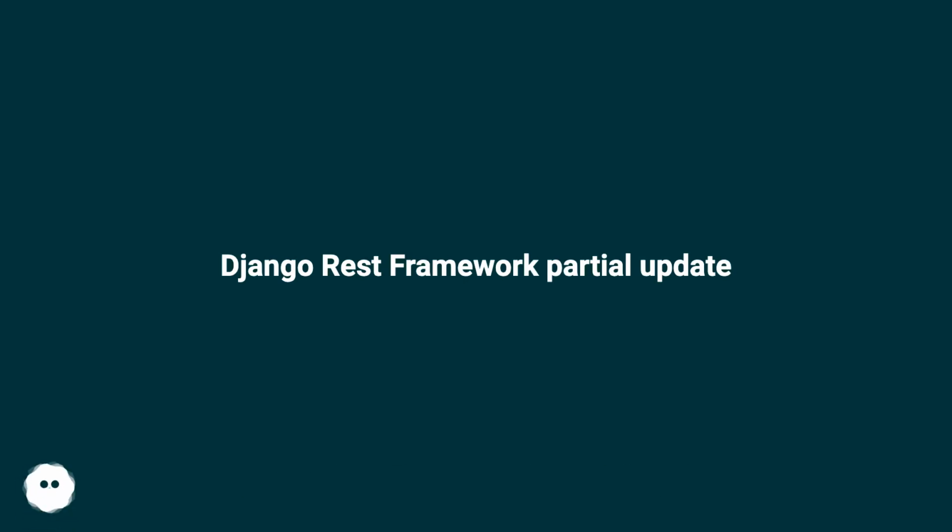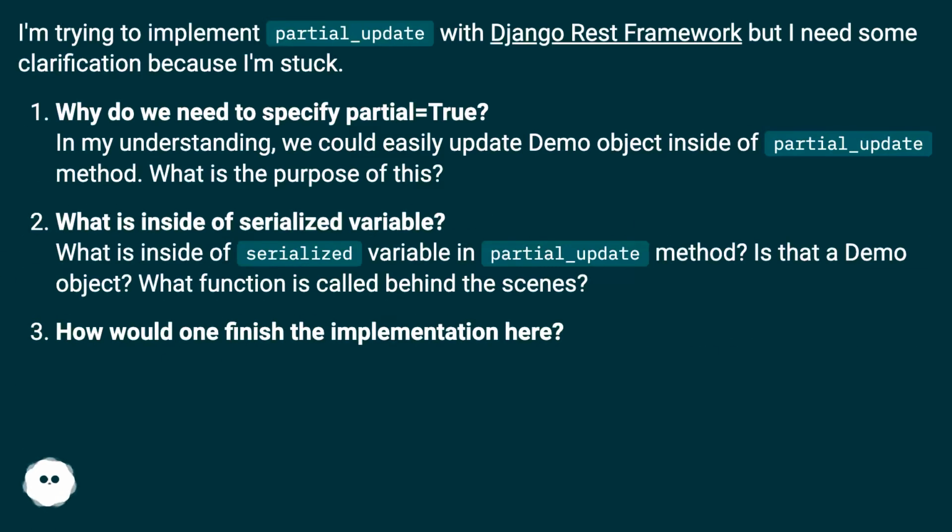Django Rest Framework partial update. I'm trying to implement partial_update with Django Rest Framework, but I need some clarification because I'm stuck.